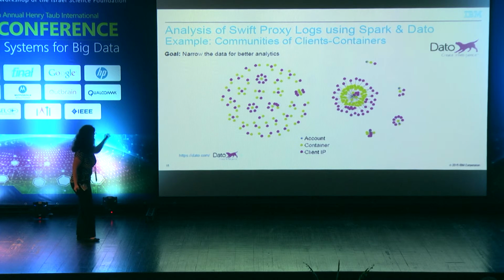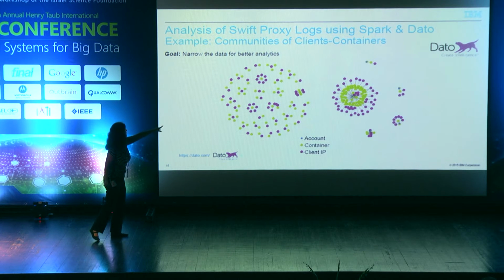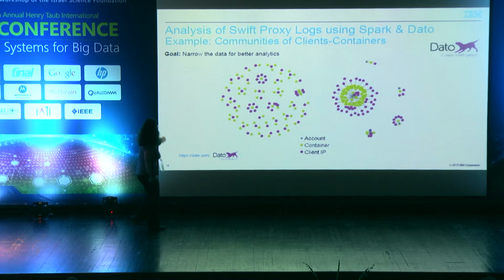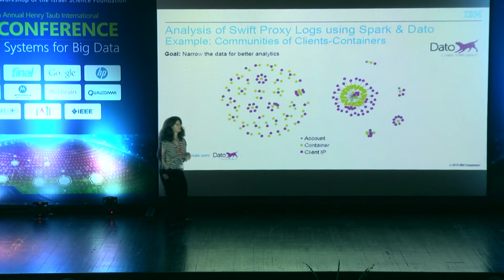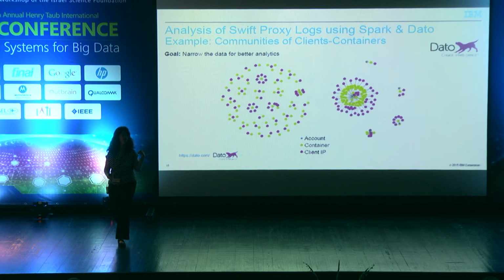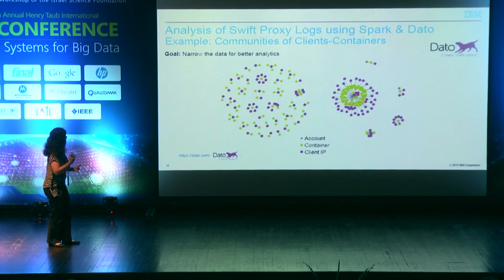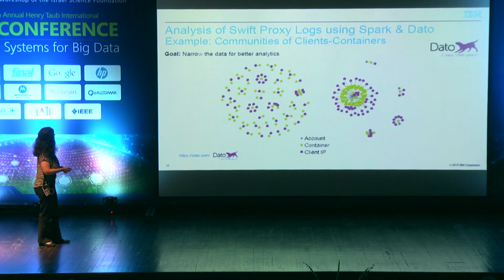So the picture on the left is the same picture when you forget the account. So this is only clients, containers and IPs. And then you see that you have much smaller communities. You have either one container with several clients, or one client with several containers, or some communities that have a few clients and a few containers. So here you can really do something. You can do some audit trail, you can do some anomaly detection. Here, when you have smaller communities, you can start working.